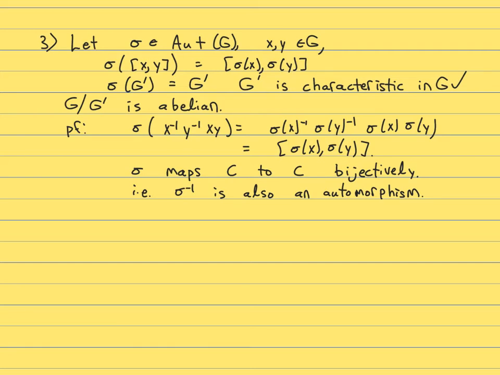Finally, why should G mod G prime be abelian? Well, take xG prime times yG prime. That's xyG prime. By property 1, we have this commutativity here, where you can replace xy with yx times the commutator of x and y. But the commutator of x and y is an element in G prime.